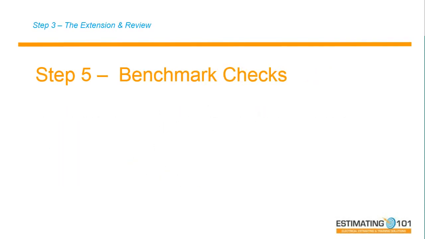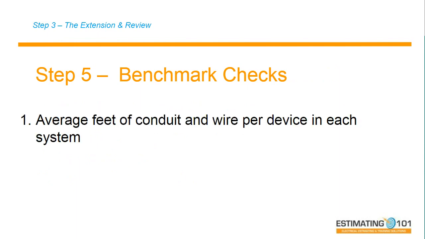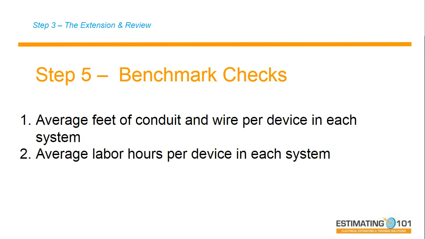Step number five in checking my estimate, I'm looking for average feet of conduit and wire per device in each system. When I say each system, I mean the lighting system, the fire alarm system, the security system, the receptacles, the branch wiring receptacles. And I'm going to look at those averages. I'm going to look at number two, the average labor hours per device in every system.